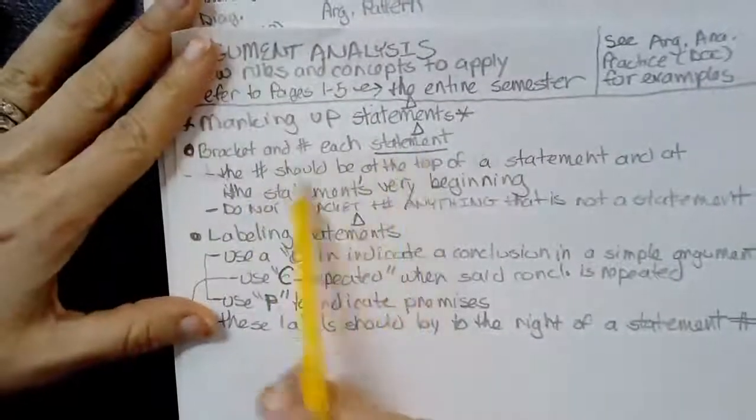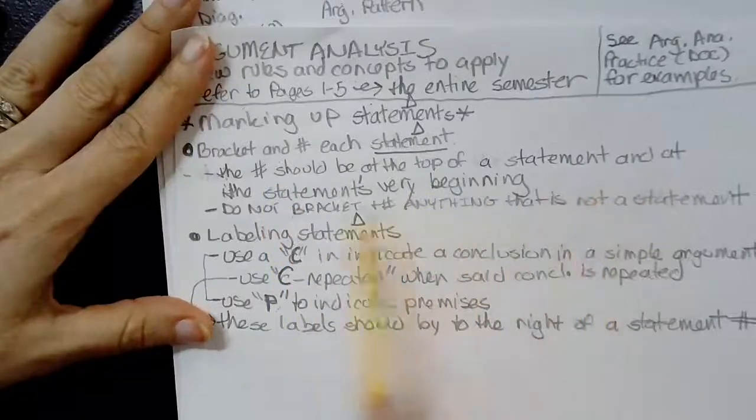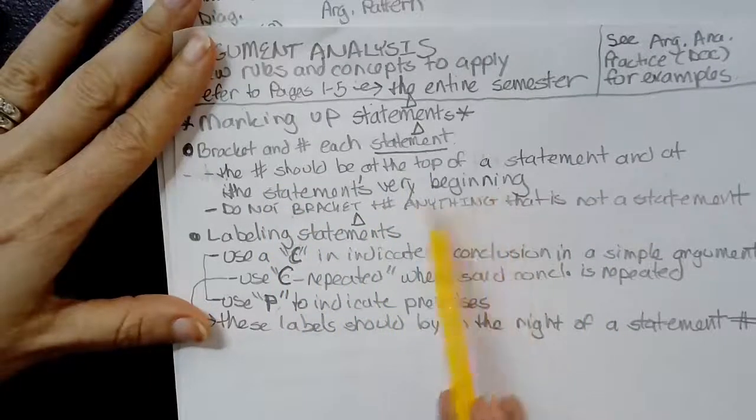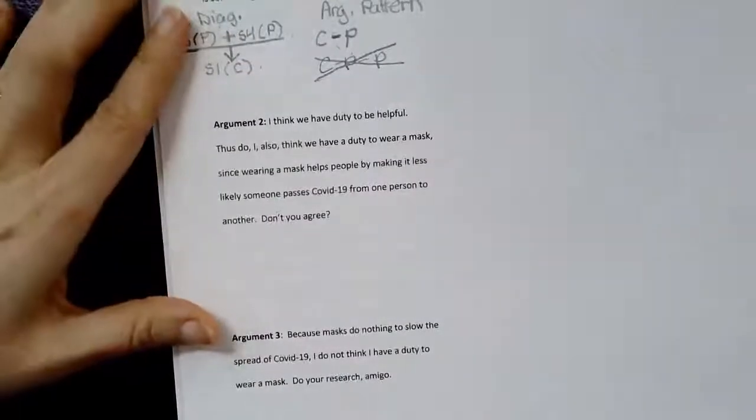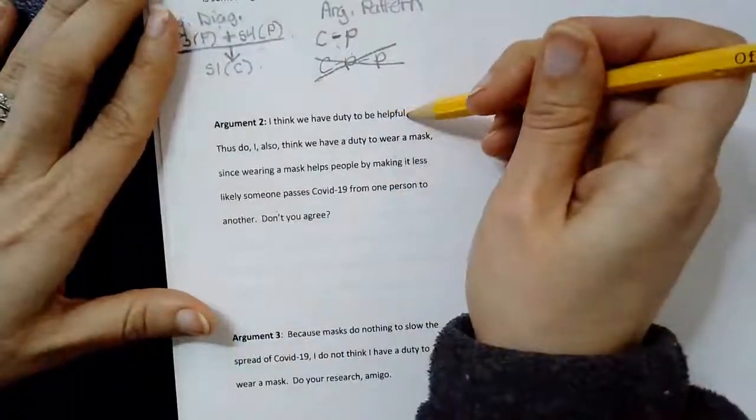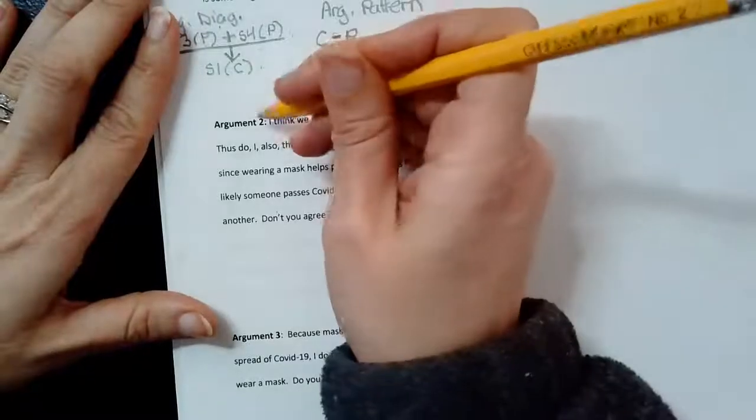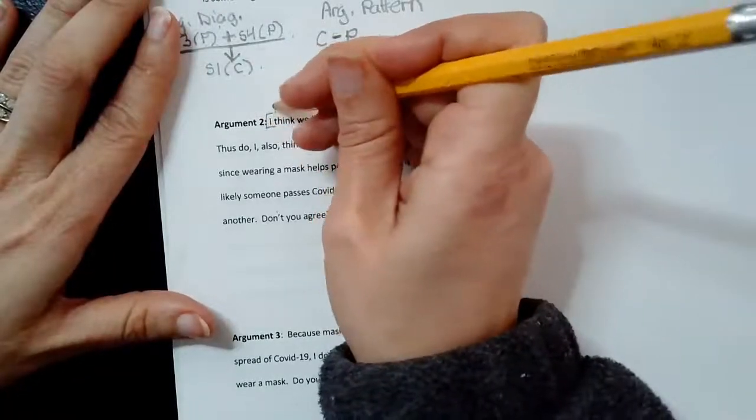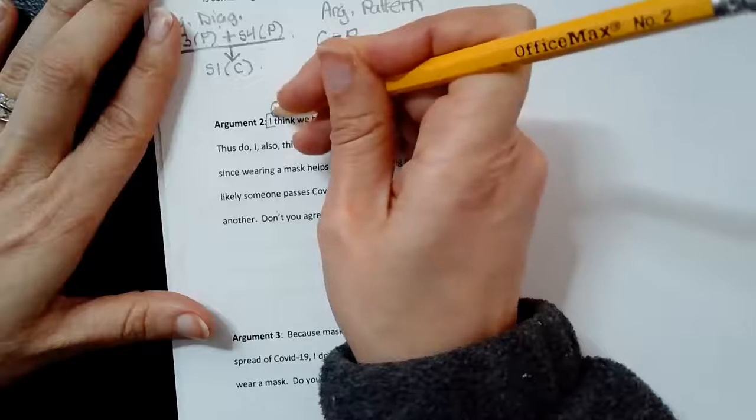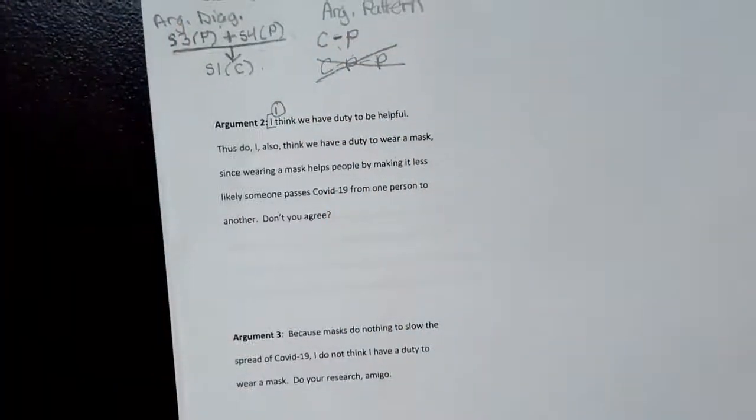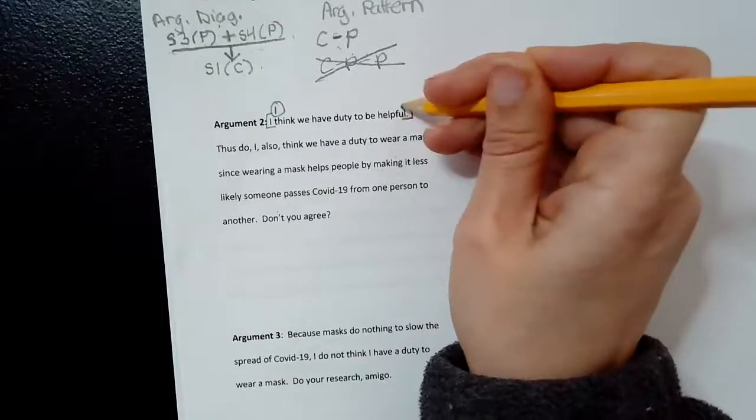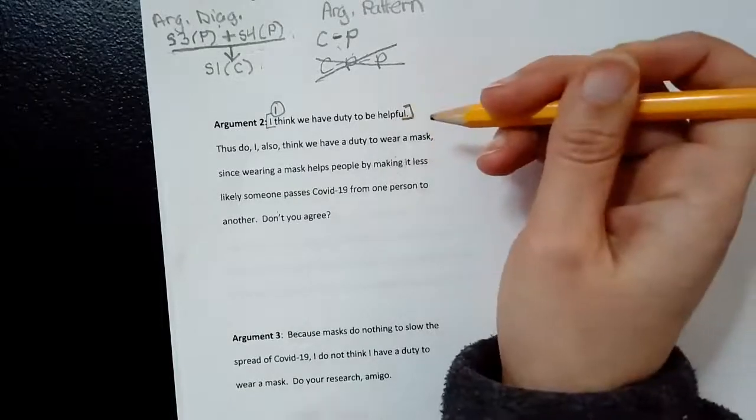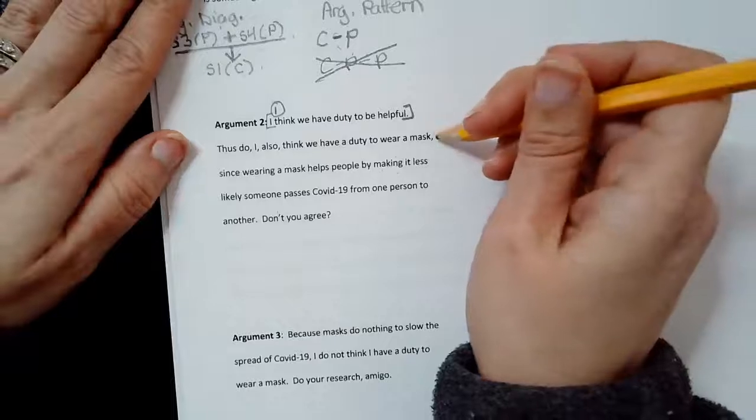So what did my notes say? Bracket and number each statement. The number should be at the top of the statement and the statement's very beginning, and that I should not bracket anything that is not a statement. Okay, so this says, I think we have a duty to be helpful. That is definitely a statement according to the definition that I got not only during week 2, but the more informed lesson I got about statements during the SoftChalk argument module. Now let's see what's next.